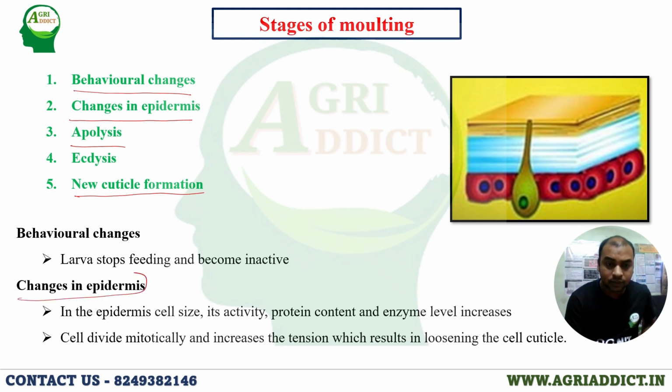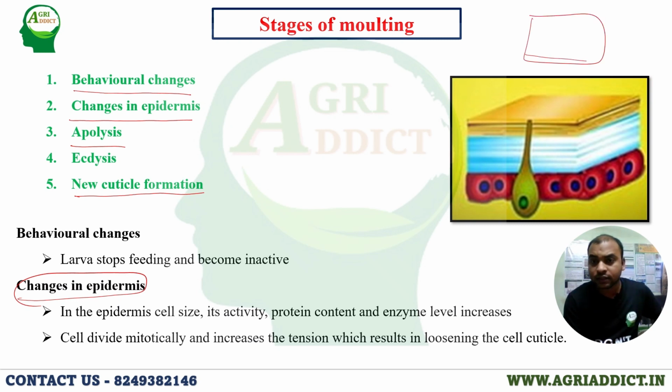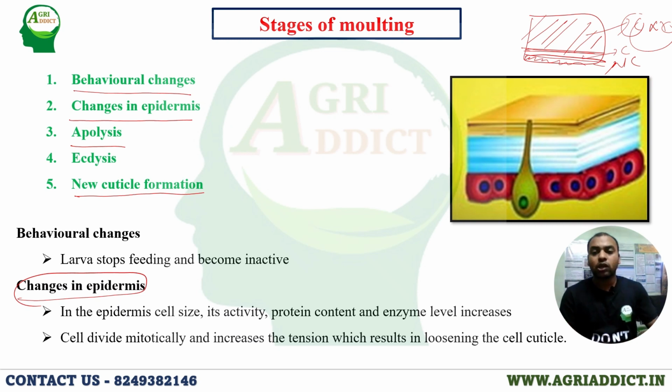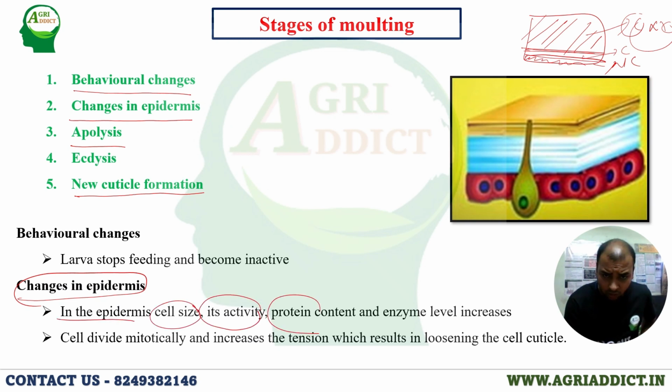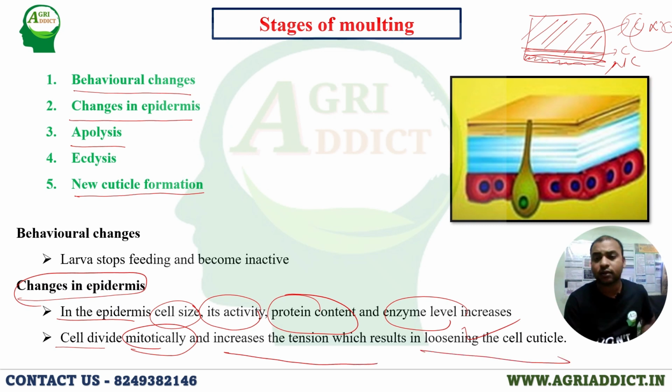Then changes in epidermis. What is epidermis? I have told you before. In an insect cuticle, this is the basement membrane, that is a non-cellular layer, and this is the epidermis, that is a cellular layer, and above that the cuticle is there, that is also non-cellular. So during this molting process there are also changes in the epidermis. In the epidermis, cell size, activity, protein content, and enzyme level increase, and cells divide mitotically and increase the tension which results in loosening of the cuticle.